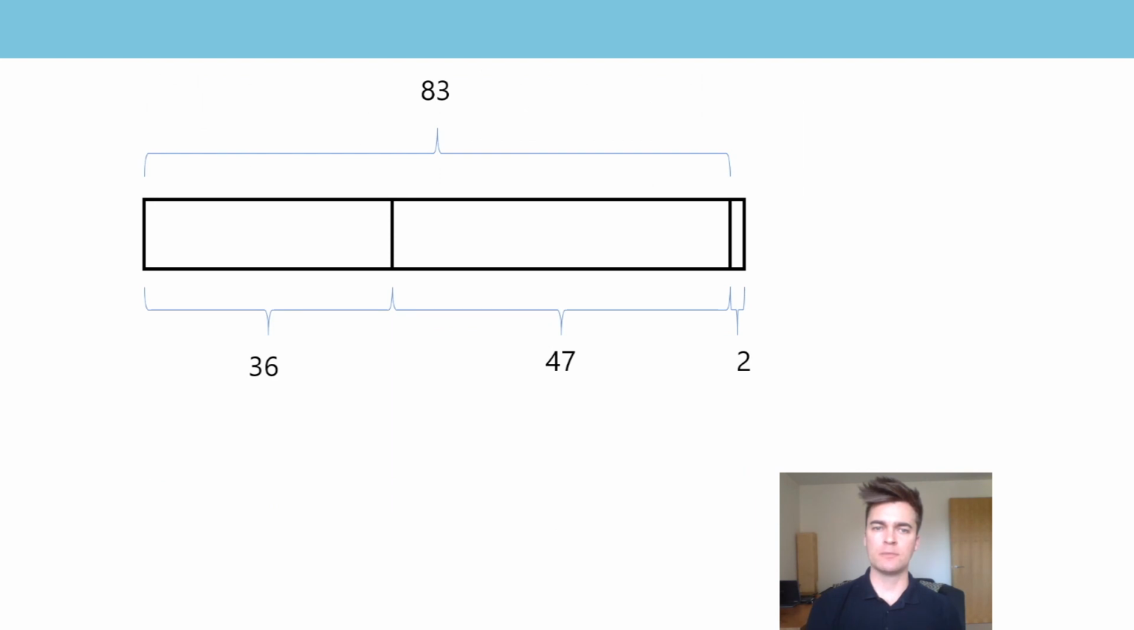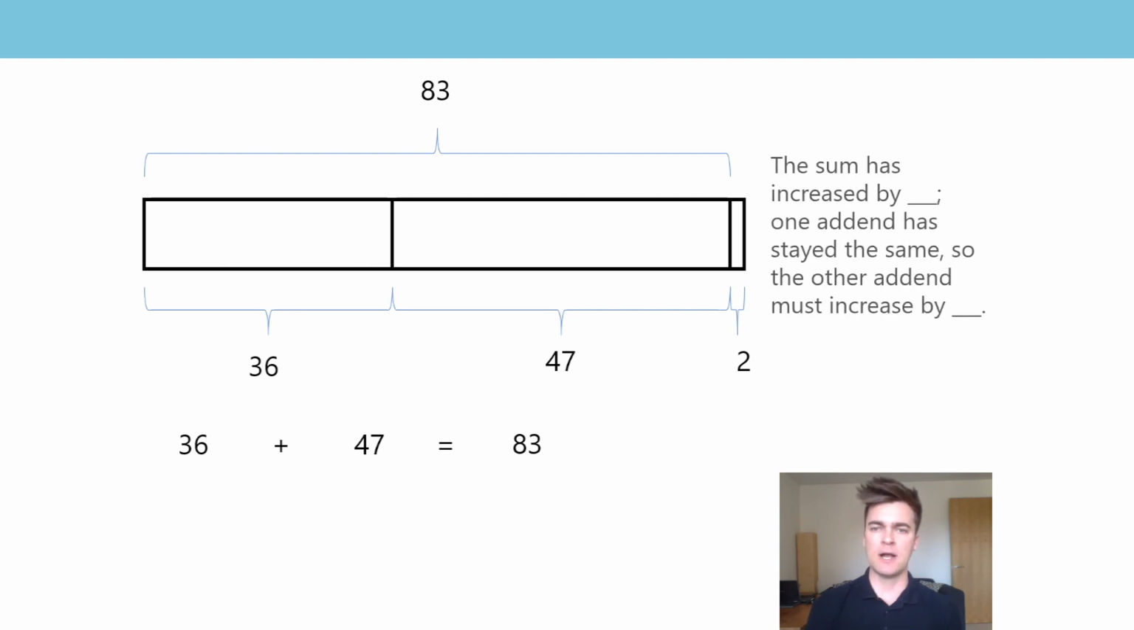Now that I've drawn my bar model, I can start to see the maths that I need to do. I need to calculate. The whole was 83, so the sum of the two parts was 83. 36 add 47 equals 83. Then there was an increase. I know that one of the addends stayed the same, and one of the addends changed. The total, the sum, changed as well.